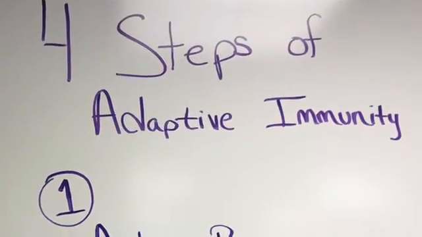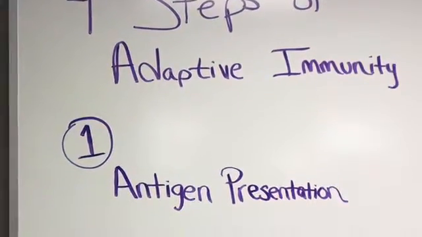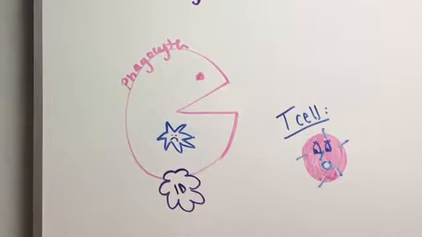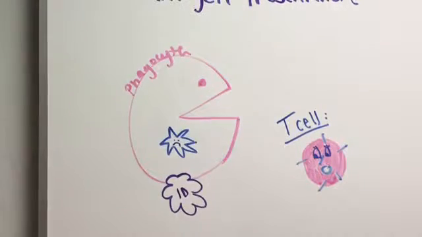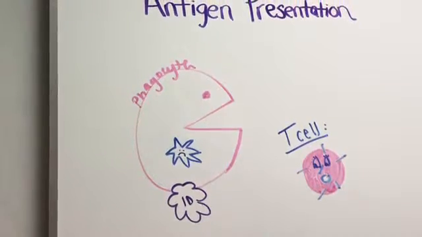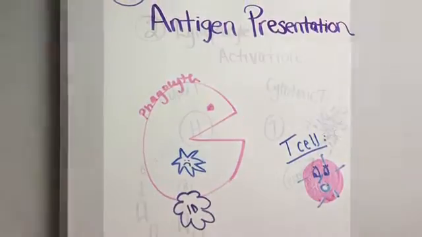There are 4 steps of adaptive immunity. The first step is antigen presentation, where phagocytic cells have the ability to engulf a foreign invader and will present that invader's antigen, or ID, on its surface. The T cells, which are white blood cells, will then recognize that antigen on the phagocyte's surface.